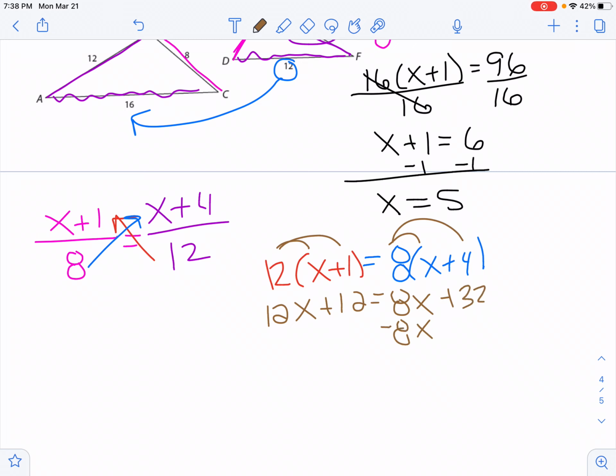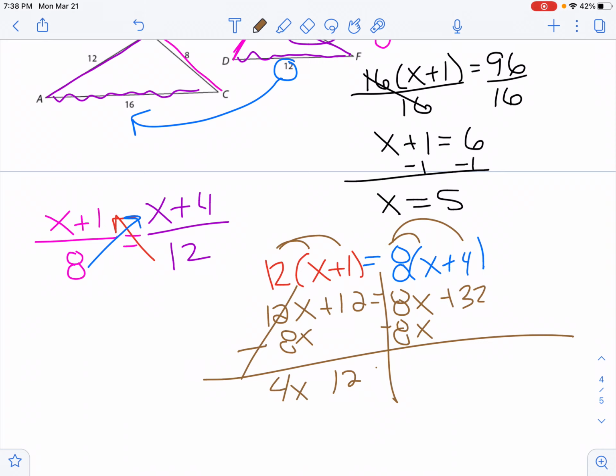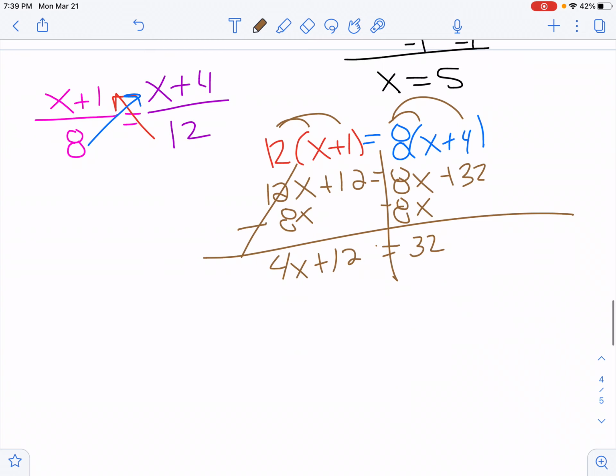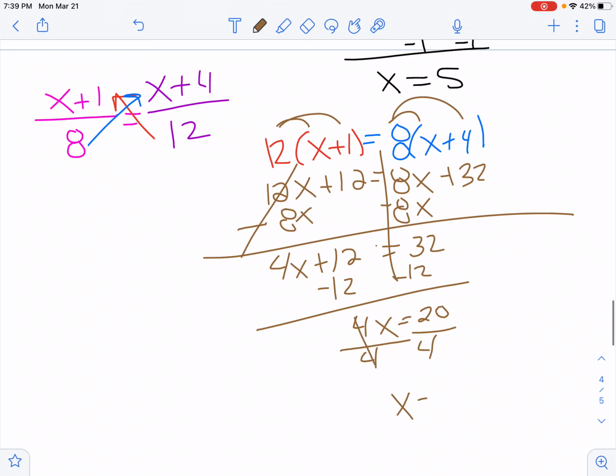If you minus 8x from both sides, you would get 4x plus 12 equals 32. Minus 12 from both sides. 4x equals 20. Divide by 4. And x equals 5. So again, it always works out.